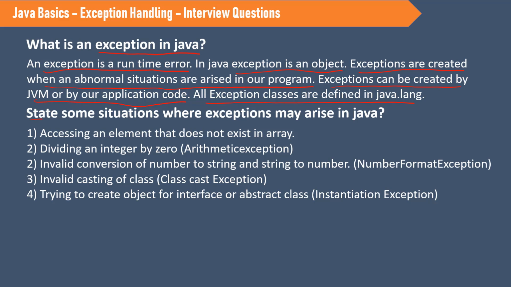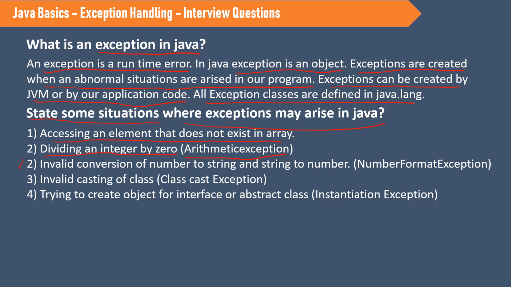Second question is, state some situations where exceptions may arise in Java. So you can remember the two examples that I have mentioned in the previous question. One is when we try to divide something with 0, then we will get an arithmetic exception, and another one is when we try to retrieve an element from an array from an index that doesn't exist in the array, then we will get array index out of bounds exception. So accessing an element that doesn't exist in an array will give array index out of bounds exception. Second one is dividing an integer by 0, arithmetic exception.